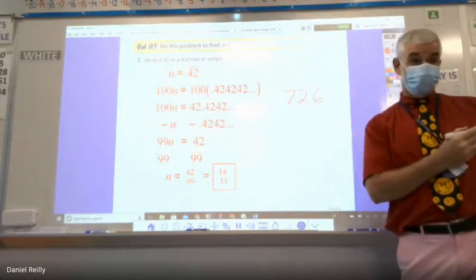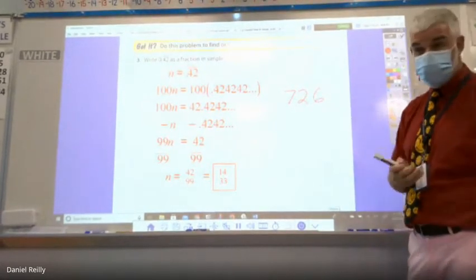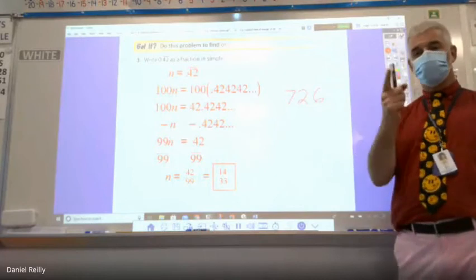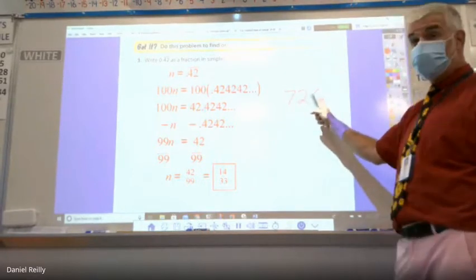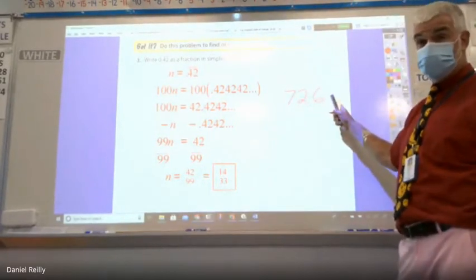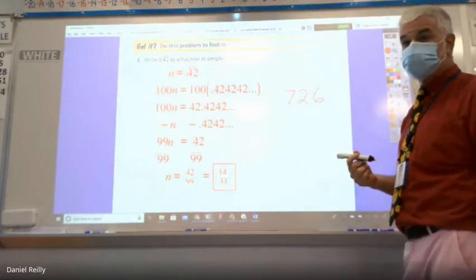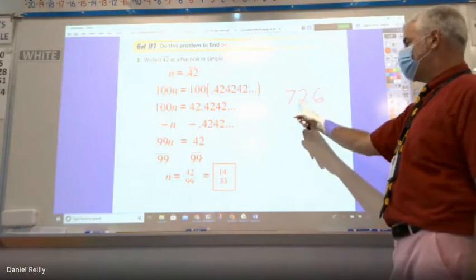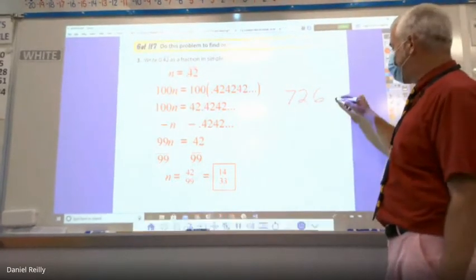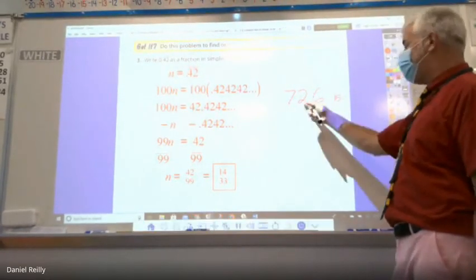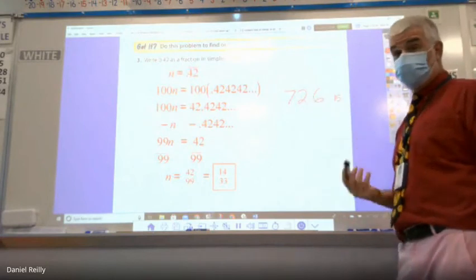The answer is yes. The trick is, you add all of them together. Correct, Luke, and then if you add all these together and the sum is divisible by 3, then the big number is divisible by 3. Yeah, so this is 7 plus 2 is 9, plus 6 is 15. 15 is divisible by 3, that means 726 is divisible by 3.